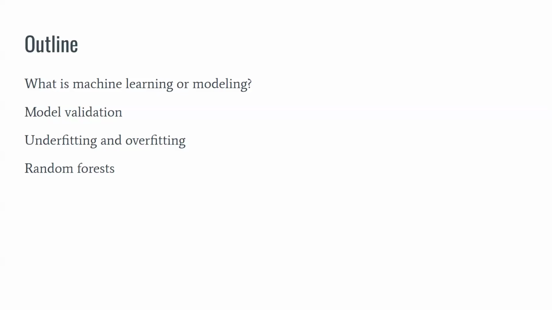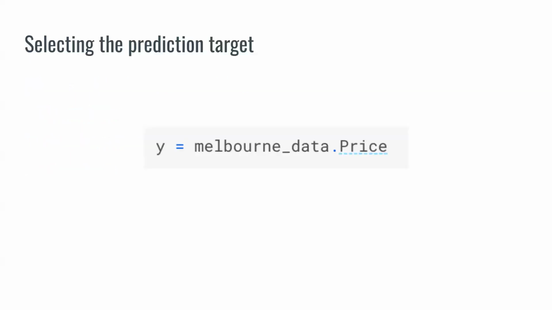What is machine learning or modeling? When we want to select the prediction target, we use dot notation to select the column we want to predict, and it's called the prediction target. By convention, the prediction target is called y. So the code we need to save, for this example, the house prices in the Melbourne data, is y equals Melbourne data dot price.